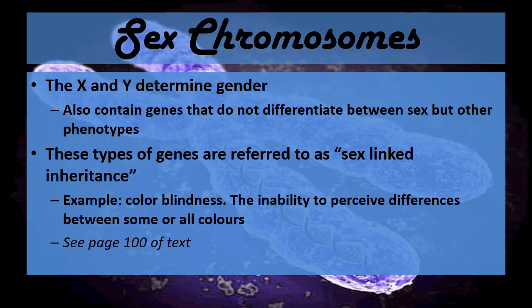On the sex chromosomes, the 23rd pair, we have the X and Y, and these are the ones that determine gender. So we differentiate between sex but not other phenotypes. Anything linked to these 23rd ones is called sex-linked inheritance because they're on those sex chromosomes. Something like color blindness, where you can't differentiate between red and green, or sometimes people just see shades of gray, is passed along on the X and Y genes.